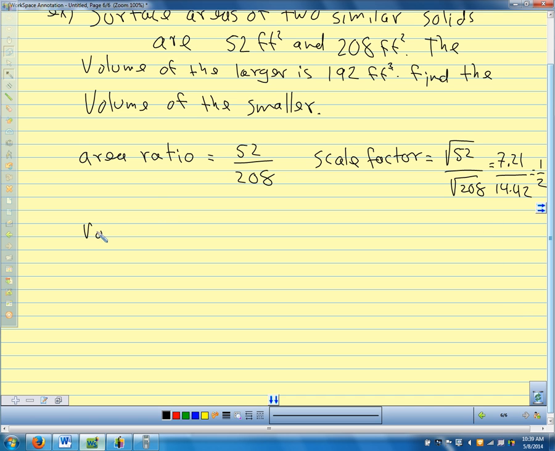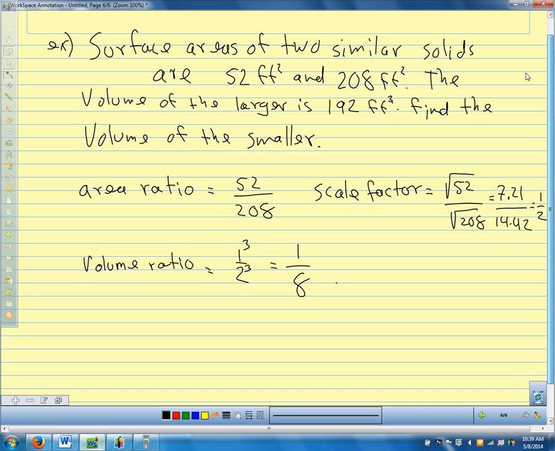My volume ratio is 1/2, and we're going to cube each of those. 1 to the third over 2 to the third. 1 to the third is just 1 times 1 times 1. We get 1. 2 to the third is 2 times 2 times 2, 8. The volume ratio is 1/8.